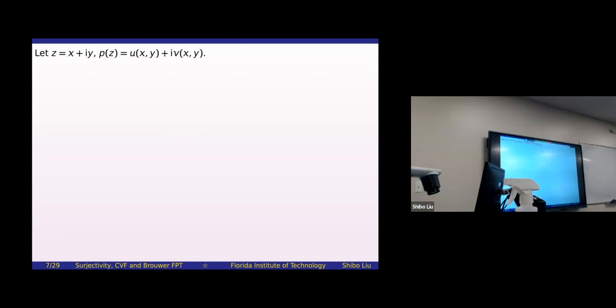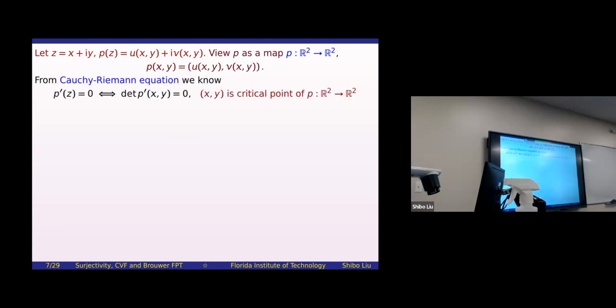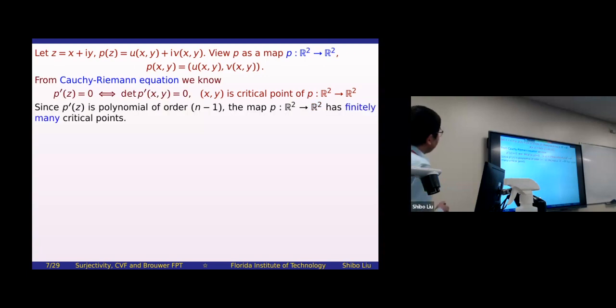Therefore, we write the complex number z as x plus i y, by the real part and the imaginary part, then the polynomial can be considered as a map from the two-dimensional real plane to itself, p of x y, with components u and v. Then using the Cauchy-Riemann equation, it is clear that p prime z, the complex derivative, equals zero if and only if the Jacobian determinant of p as a map from R2 to R2 is zero. In other words, the point x y is a critical point of this map. And moreover, the derivative of p, that is p prime, is a polynomial of order n minus 1. It has at most n minus 1 zeros. So the map p here from R2 to R2 has at most n minus 1 critical points.